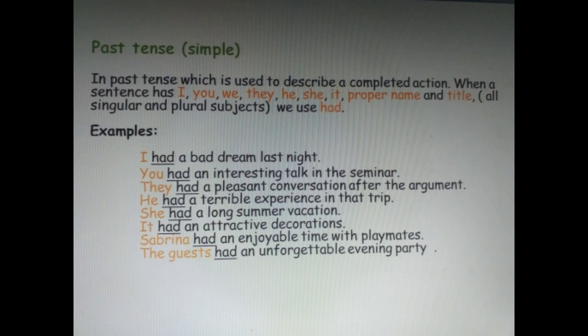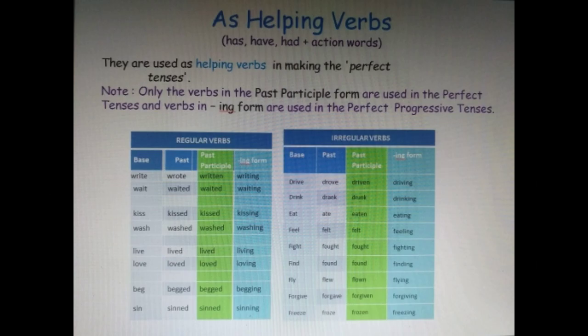Now, let's take a look at the verbs has, have, and had as helping verbs. As helping verbs, has, have, and had are used with action words. That is why they're called helping verbs. They are used in making the perfect tenses. Take note of this. Only the verbs in the past participle form are used in the perfect tenses, and verbs in ing form are used in the perfect progressive tenses.